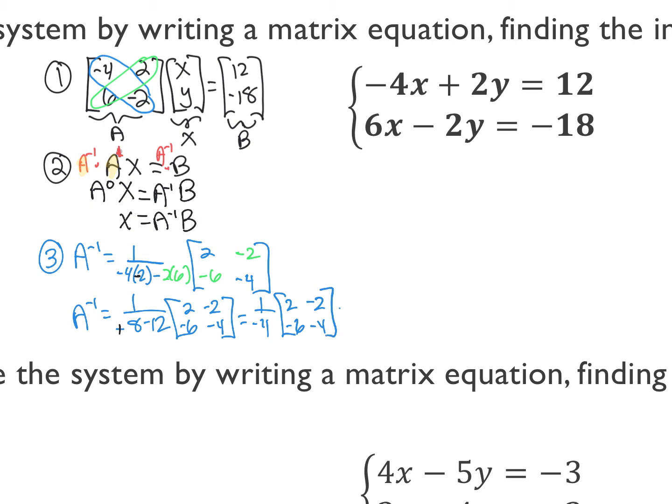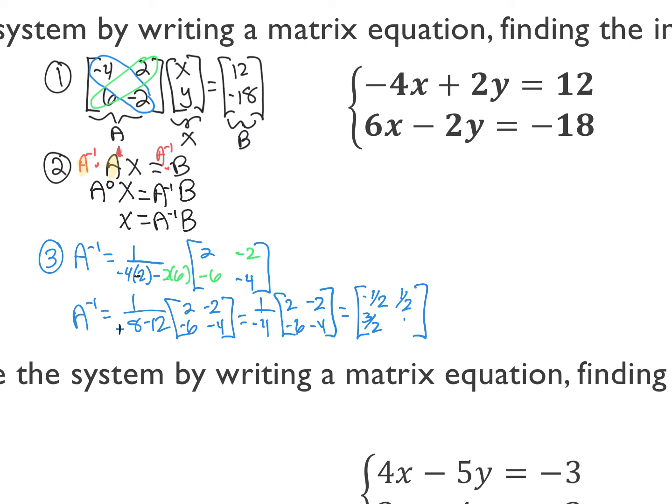We distribute the 1/4 through. 2 times negative 1/4 is negative 1/2, and we'll have 1/2. Negative 6 divided by negative 4 is 3 over 2, and then negative 4 over negative 4 is 1.